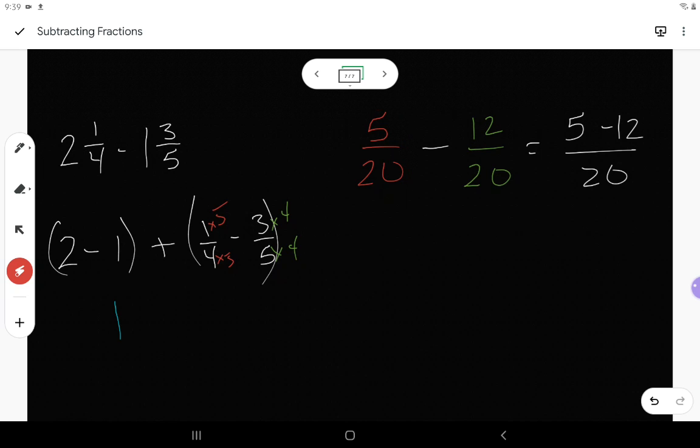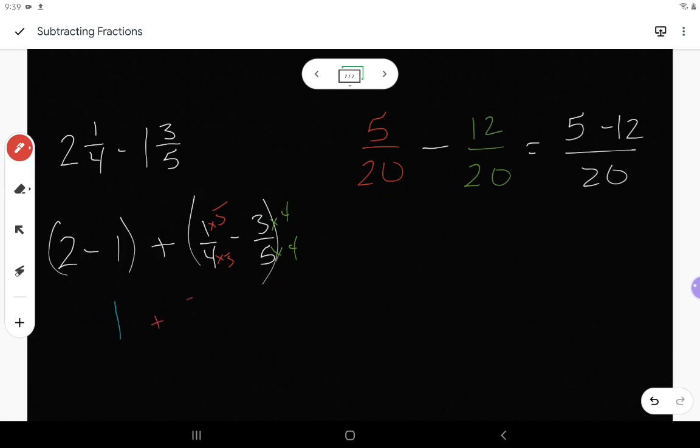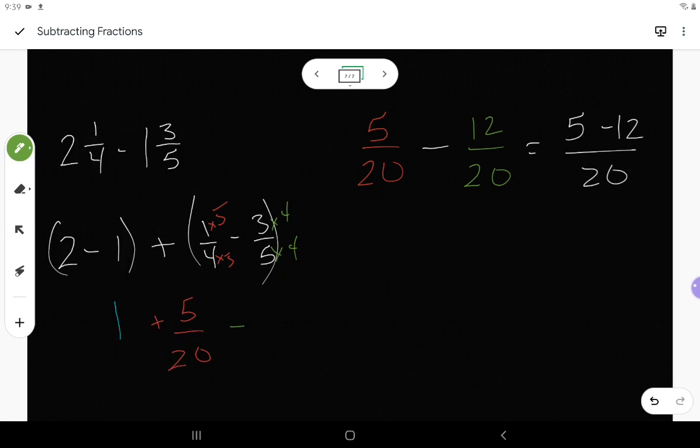So now what I need to do is I need to borrow from my whole number neighbor. And this is why I don't like subtracting this way, because I find that it's tough to borrow a whole number here, because I'm not working in a base 10 system. So here's what I mean by that. So I've got 1 plus 5 over 20, and then I'm subtracting 12 over 20. And what I need to do is, instead of thinking of this value as 1 whole, what would 1 whole look like if I split it into 20 pieces?